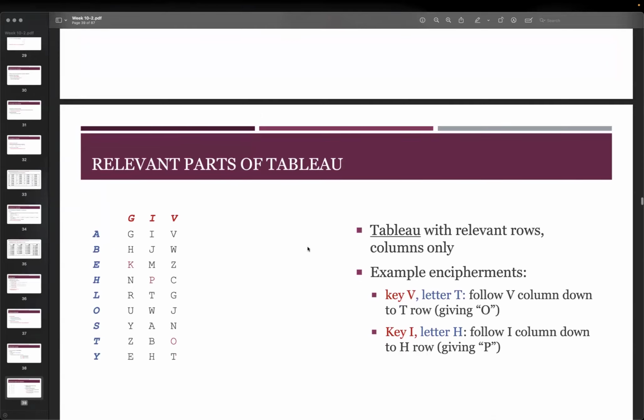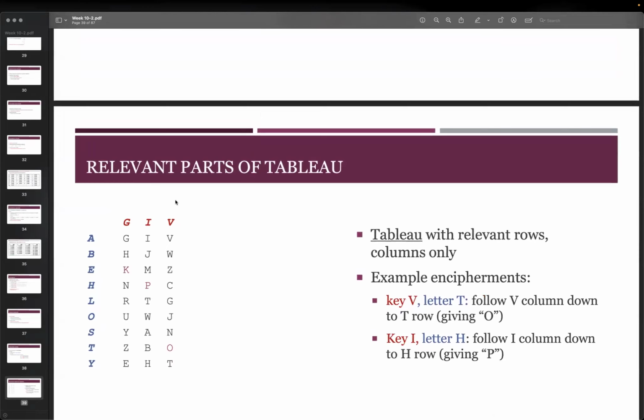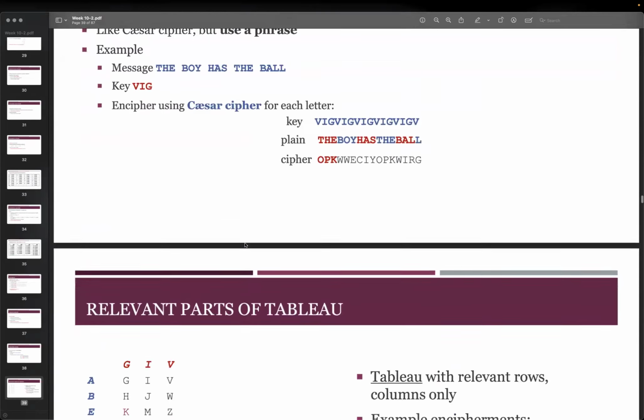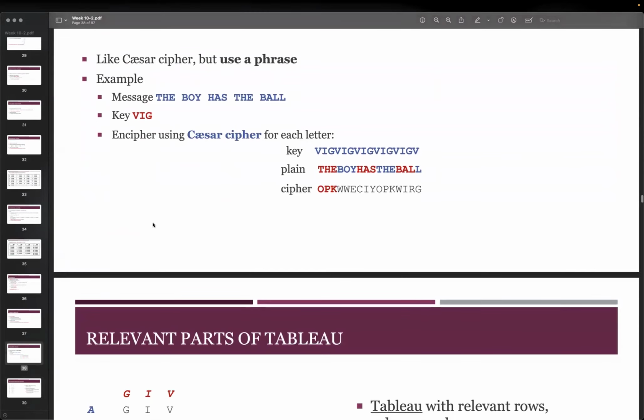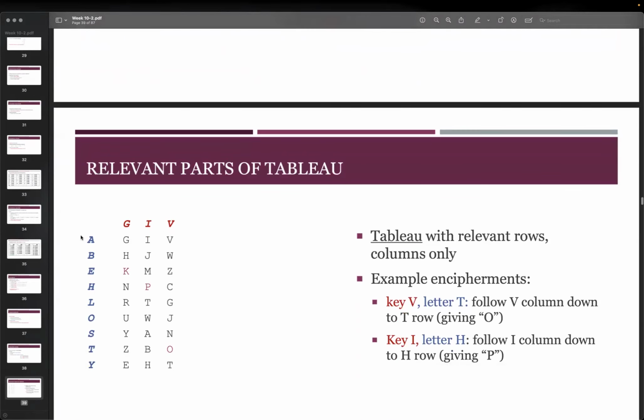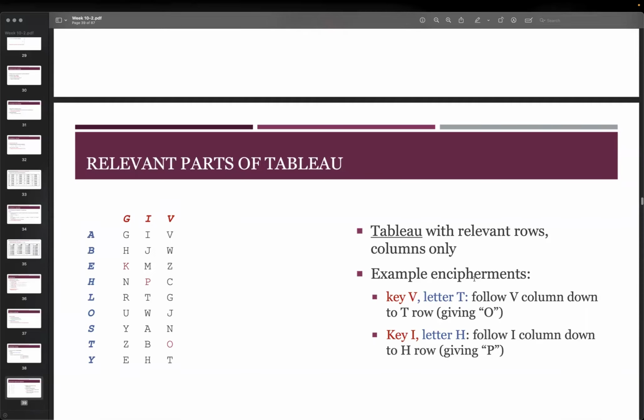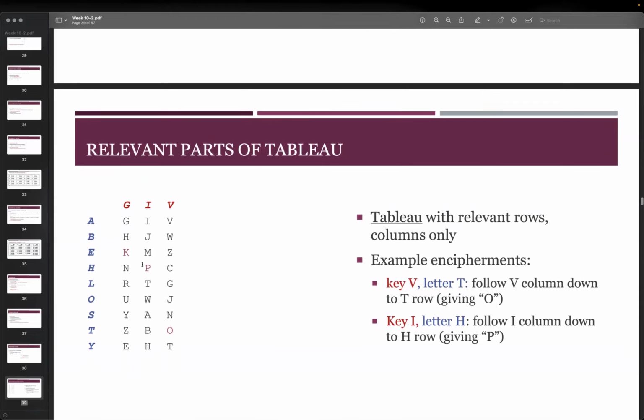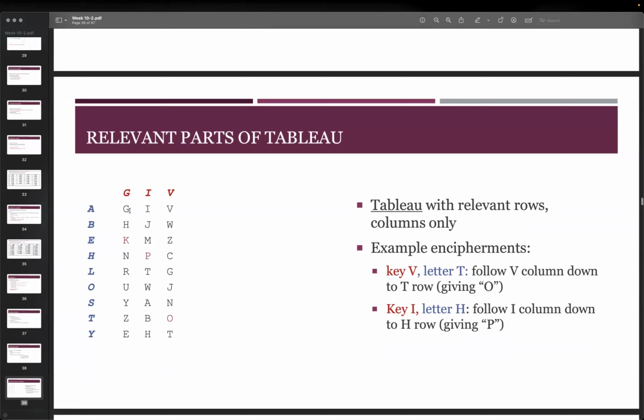For the example I will give you, we have the triplet, which shows the relevant path. If you remember, right here with the key VIG, and then we have some numbers. This will be the reference row, and also the columns. Let's say we have key V, and we try to match it with T, and follow the column down. So this will be the letter O.